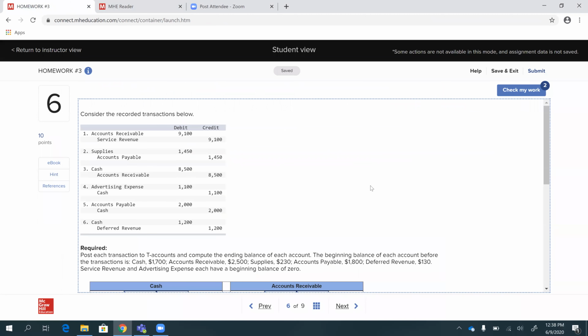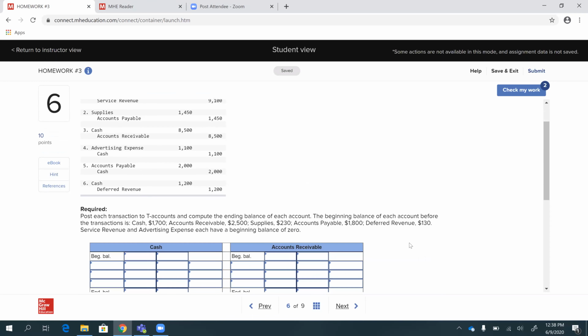Now, in homework 3, you're told to consider the recorded transactions below, and you're given a list of 6 different transactions. It says in the required section, post each transaction to T accounts and compute the ending balance of each account. The beginning balance of each account before the transactions is listed below.